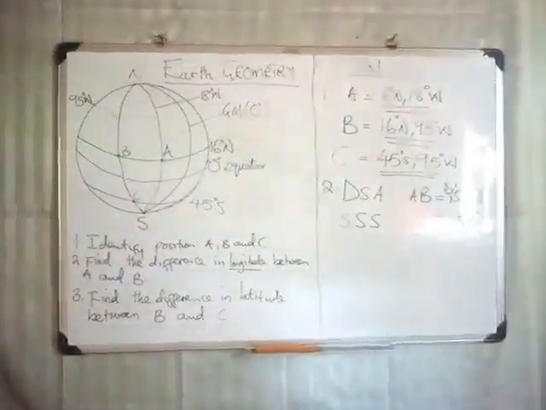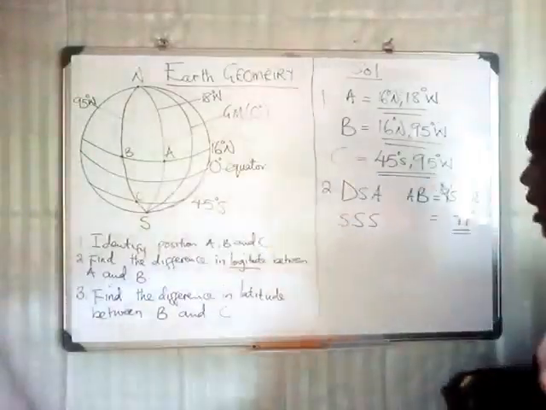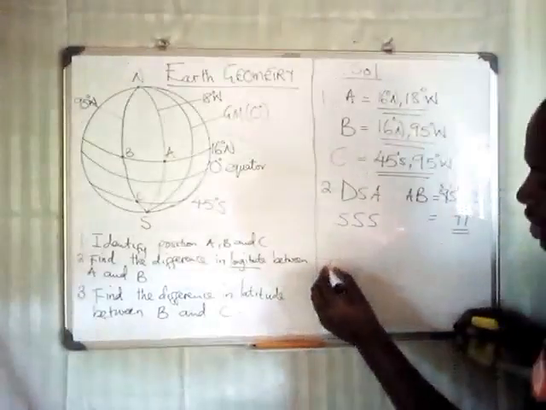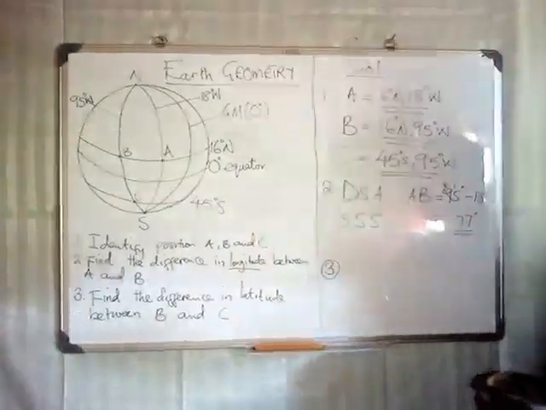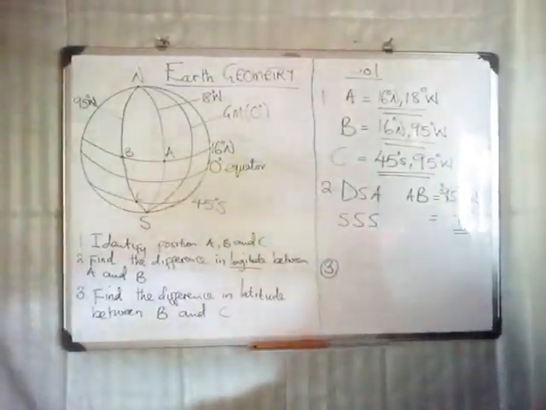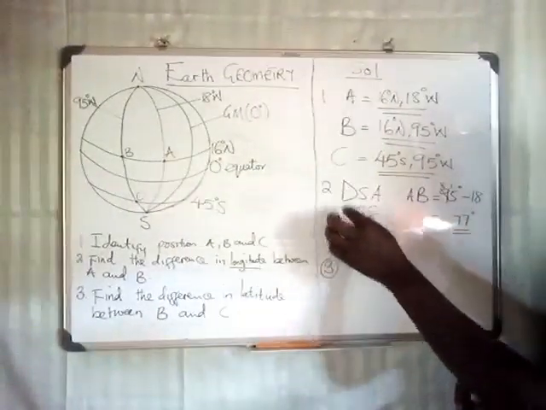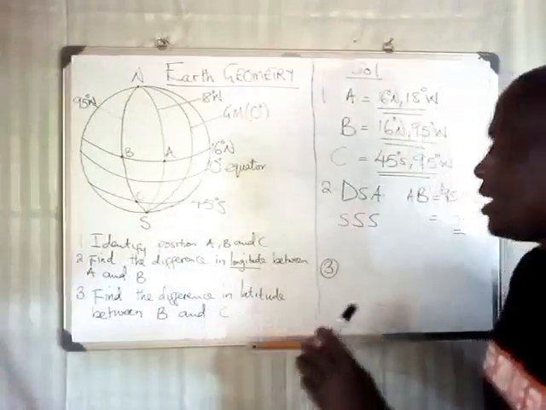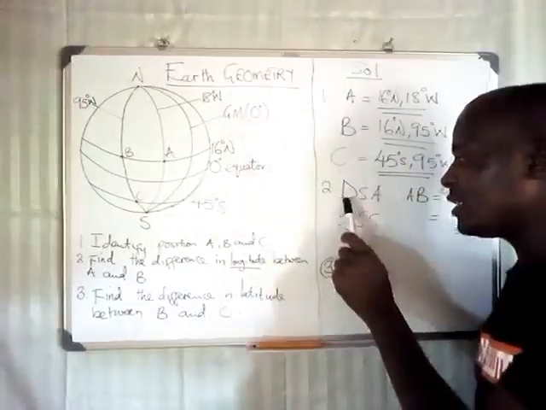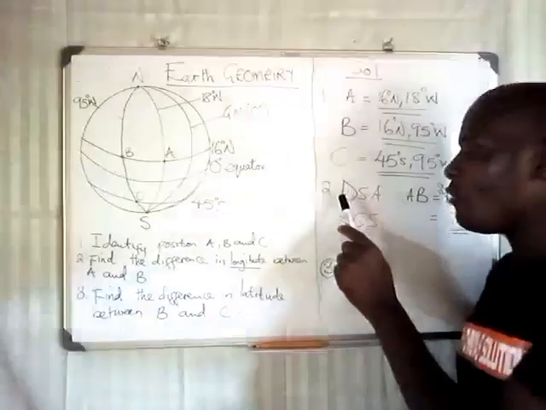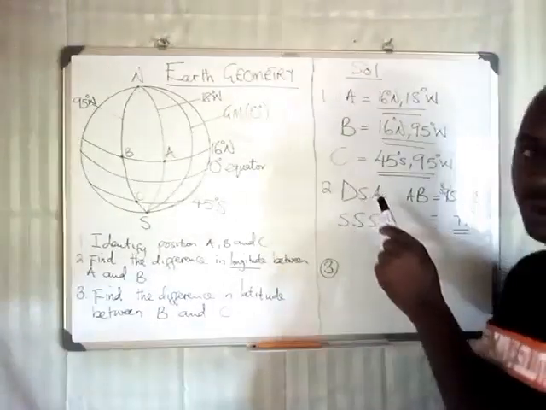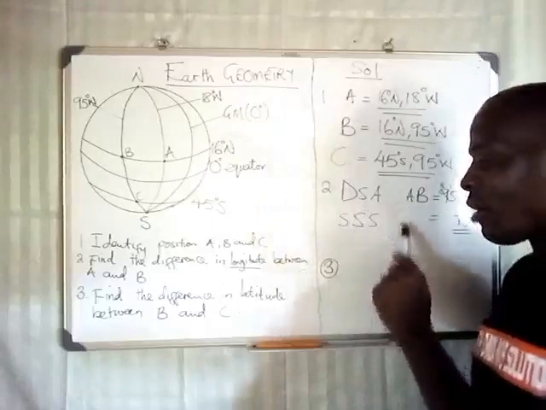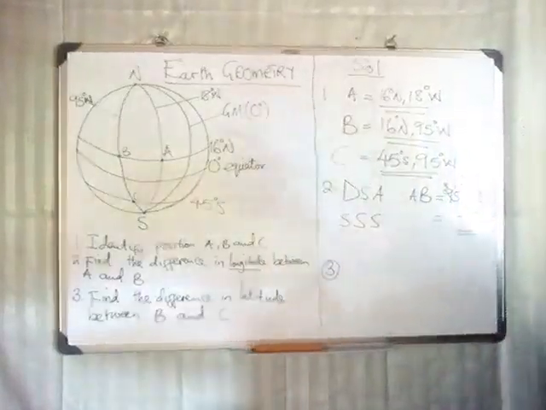Now we go to question number 3. Question number 3 says, find the difference in latitude. We are going to use the same method. Are latitudes B and C on different sides? If they are on different sides, we add the 2. But if they are on the same side, we subtract the 2 latitudes.